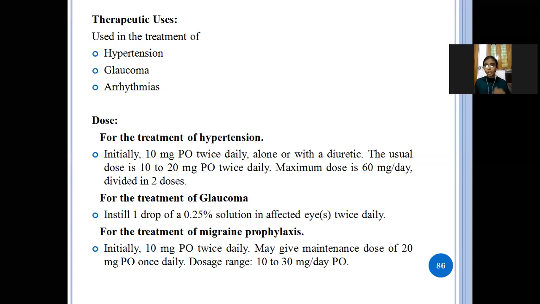In the treatment of glaucoma, for the eye, we should take 1 drop of 0.25% solution in the affected eye, whichever eye has been affected, in the form of drops twice a day. Next, for migraine, we take 10 mg by the oral route twice a day, and the maximum is 10 to 30 mg per day.